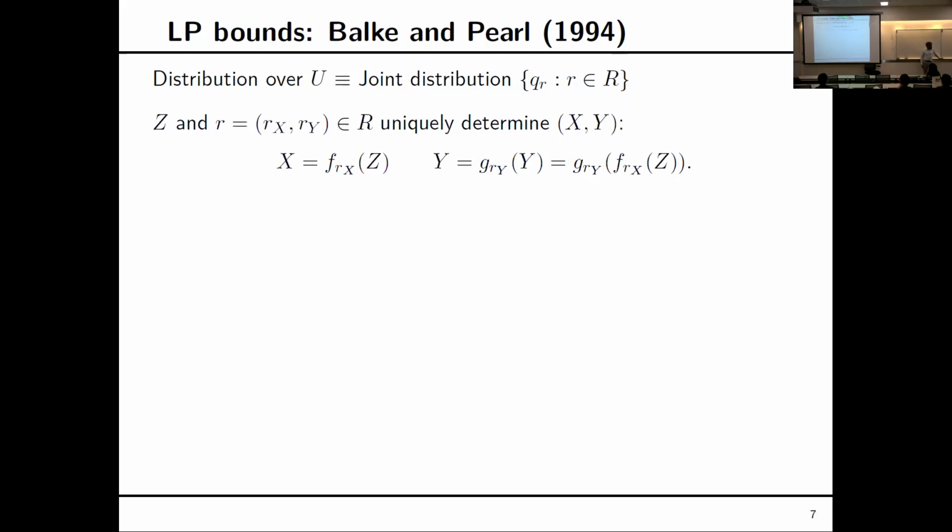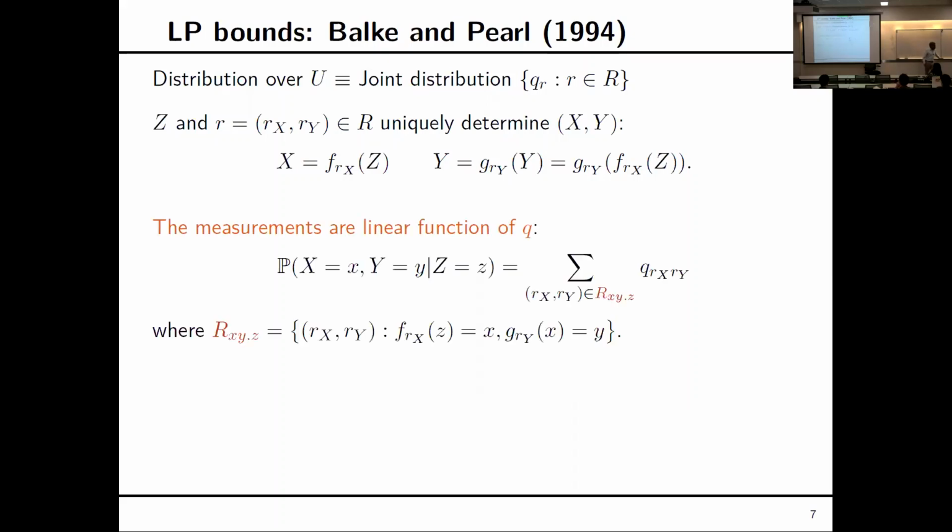So Z and the choice of the index set completely determine X and Y. I have basically said, you give me the index, you give me the input, I tell you what X and Y is. Here's what the exact definition is. X is F_Rx of Z, meaning the index value Rx determines it. Y is G_Ry of X, which is basically G_Ry of F_Rx of Z. So you give me Z, Rx, and Ry, I know everything.